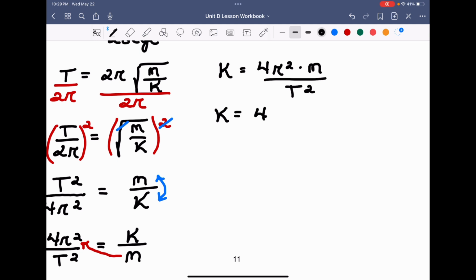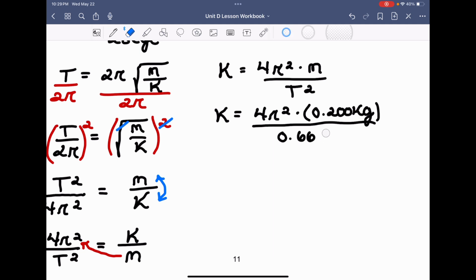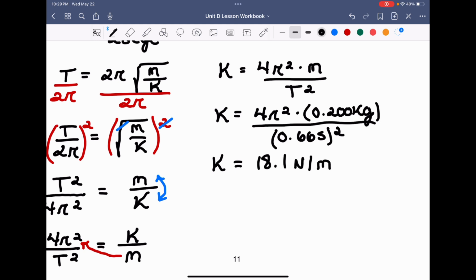K is equal to 4 pi squared multiplied by the mass, which we converted to 0.200 kilograms instead of 200 grams. And we're going to divide it by that 0.66 seconds squared. Now if I plug in all those values, I end up getting a value of 18.1 newtons per meter. And remember, the spring constant is not a vector quantity, it's not directional, it is a measure of the stiffness of the overall spring, regardless of given position.